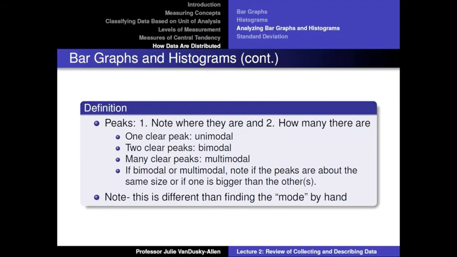Now, when you describe the peaks in the graph, you should know how many there are and where they're at. If there's only one peak, the graph is unimodal. If there are two peaks, the graph is bimodal. If there are many clear peaks, the graph is multimodal. And if there's more than one clear peak, note if the peaks are about the same size or if some are bigger than others. Also note, as this is a bit confusing, that calculating the mode by hand is different than calculating the mode or modes in a graph.